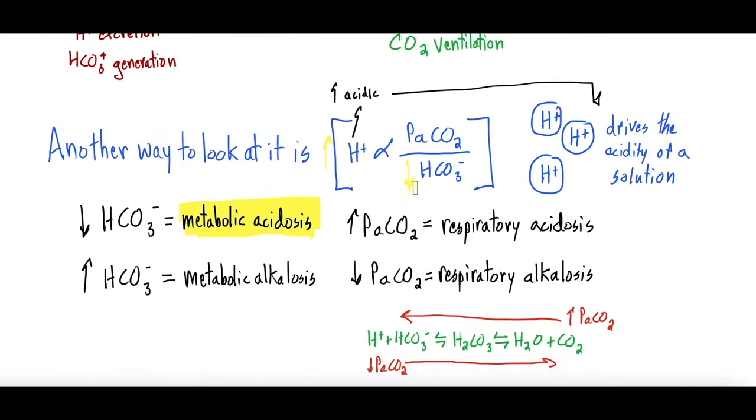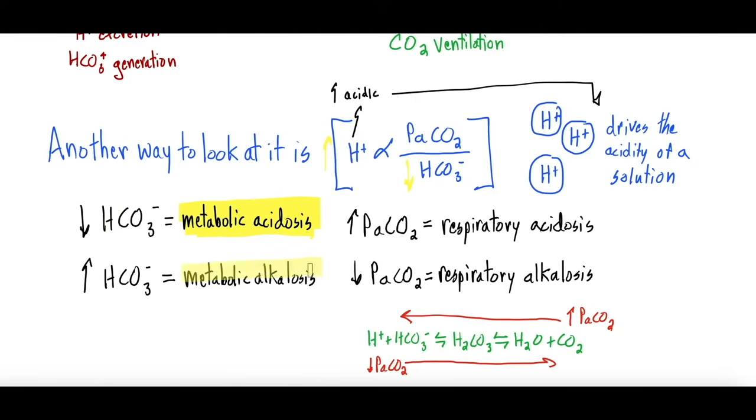So a low bicarbonate, which is a base. Another way to think about it is if the amount of base is low, you're going to have more metabolic acidosis. Or you could think of it in this equation: if bicarbonate on the denominator is lower, it means more hydrogen ions, which means more acidic. And bicarbonate is part of the metabolic pathways in the kidney. So low bicarb means metabolic acidosis.